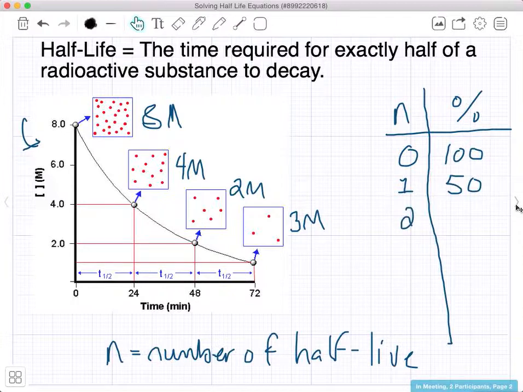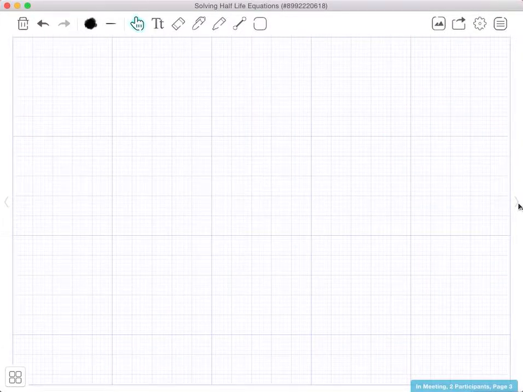After the second half-life, we would be down to 25%. The third would leave us with 12.5%, and the fourth would leave us all the way down to 6.25%. Sometimes you will be dealing with half-life problems involving the percentage of a substance that remains, and this chart should help you out a little bit on that. We'll move on to the next slide real quick.